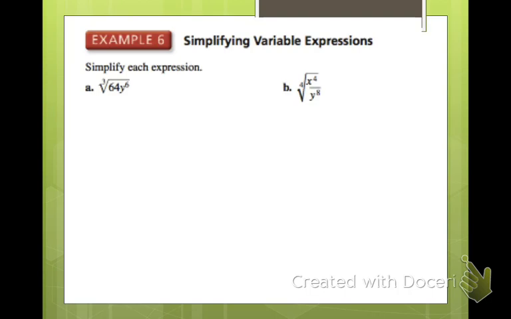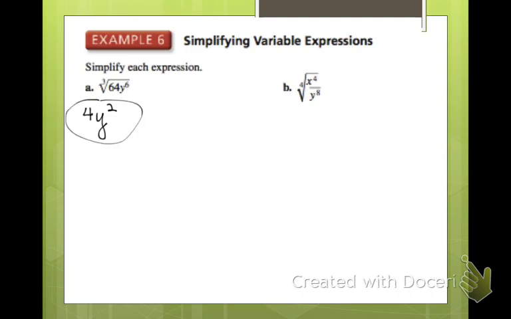So first look at the number, and we're going to take the cube root of 64 if we can. And 64 is a perfect cube. It's 4. So once we take that perfect cube, it comes out. Now we've got the cube root of y to the 6th. So that's asking how many groups of 3 y's are there in y to the 6th? Well, there's 2 groups of 3 with none left over.